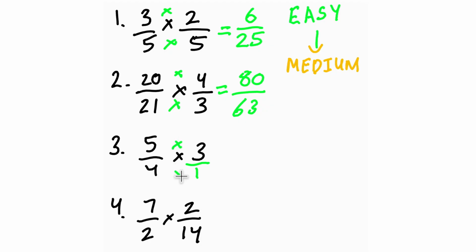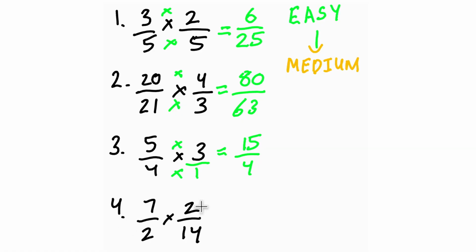So we do the same thing. 5 times 3 and 4 times 1. 5 times 3 is equal to 15. 4 times 1 is equal to 4. Now, you don't even have to put the 1 over here. You can just see that this is on the top and there's no denominator. So you just do 5 times 3, 15, and keep the same denominator of 4.